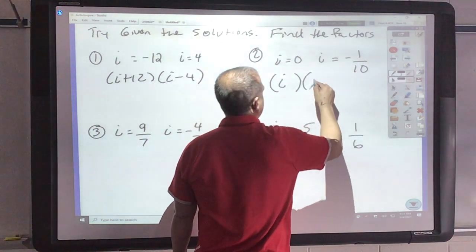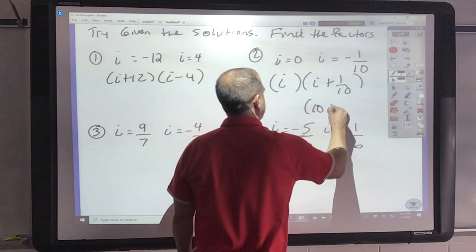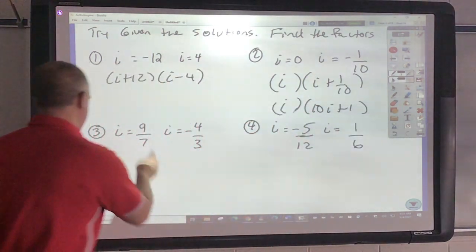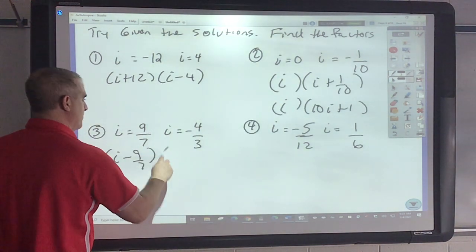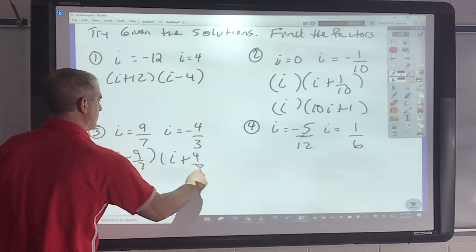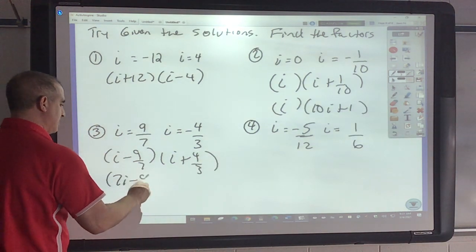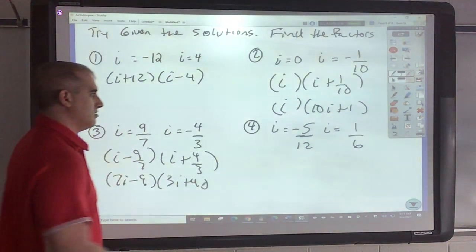This one's going to come back as I plus 1/10. Remember, the 10 is going to come up, so it's going to be 10I plus 1 with that I out front. This one moves back, it'll be I minus 9/7. This one will move back, it'll be I plus 4/3. And then the 7 comes up, so 7I minus 9, 3I plus 4. That's simple.